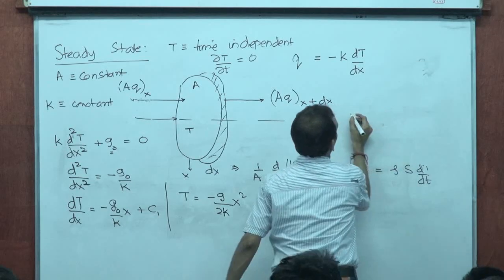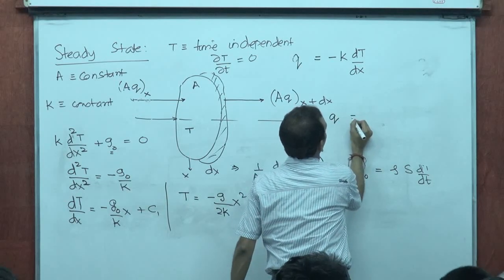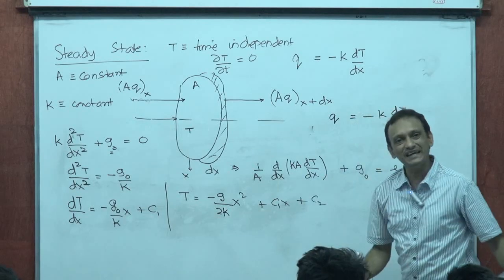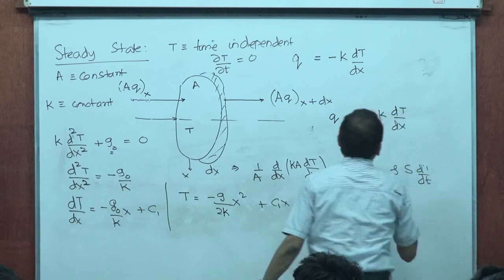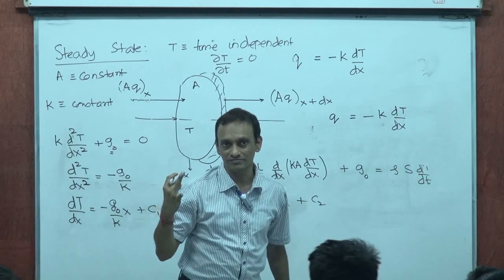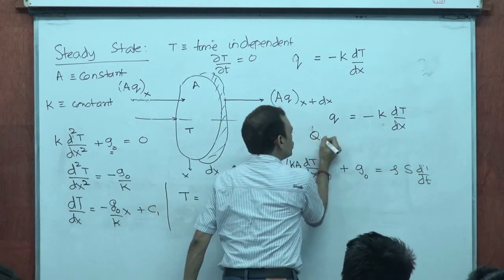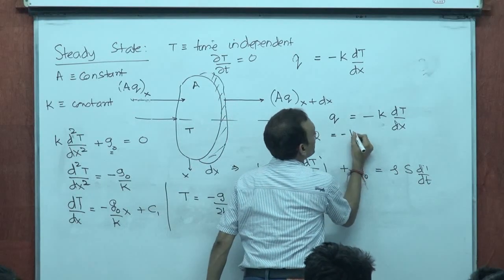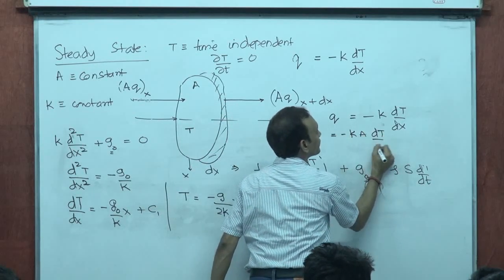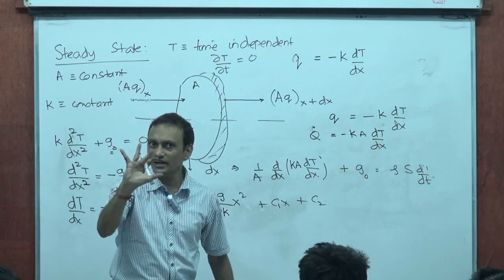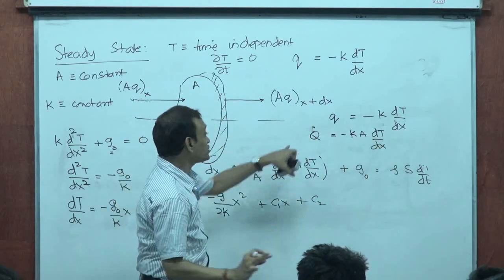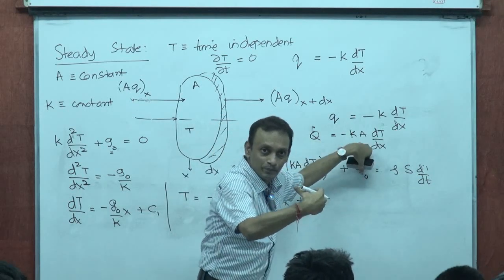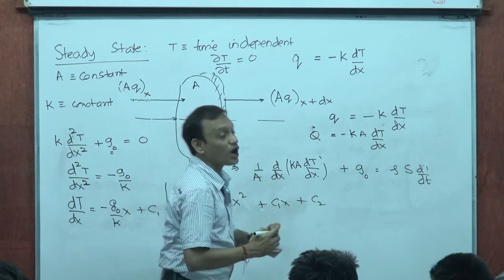In the sense, if I had q equal to minus k dT/dx, and there was no internal heat generation, then the q dot, that means watts, would have been minus kA dT/dx. If there was no internal heat generation and under steady state conditions, these would have been the watts flowing through any cross section of area A in the direction of the x-axis.